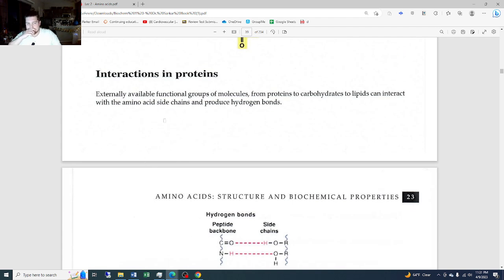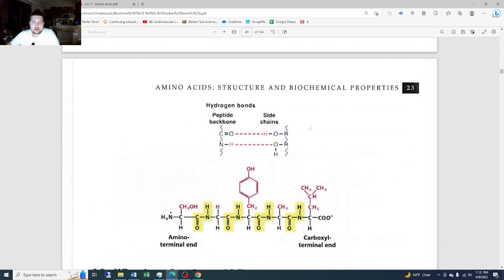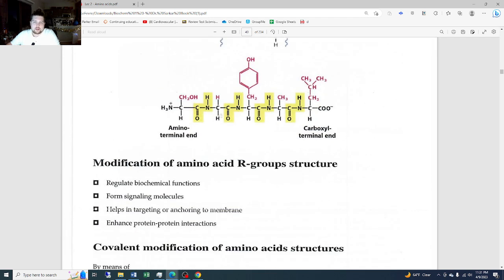Interactions in proteins. Externally available functional groups of molecules, from proteins to carbohydrates to lipids, can interact with the amino acid side chains and produce hydrogen bonds. When we talked about the hydrogen bonds, remember, most commonly it was with oxygen, but any of those hydrogen molecules that are hanging around can form hydrogen bonds. So we have here, as we form our polypeptide chain, each of these forming these different bonds. Each of these are our R groups.